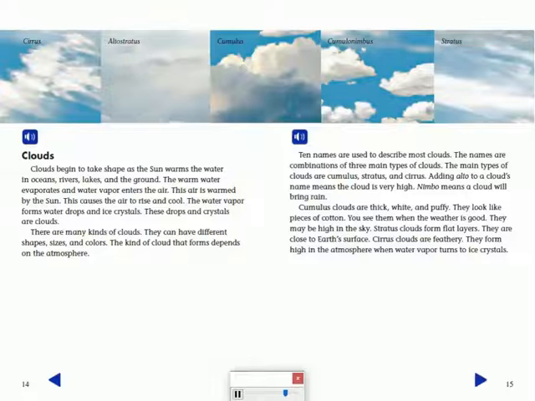There are many kinds of clouds. They can have different shapes, sizes, and colors. The kind of cloud that forms depends on the atmosphere. Ten names are used to describe most clouds. The names are combinations of three main types of clouds. The main types of clouds are cumulus, stratus, and cirrus. Adding alto to a cloud's name means the cloud is very high. Nimbo means a cloud will bring rain.